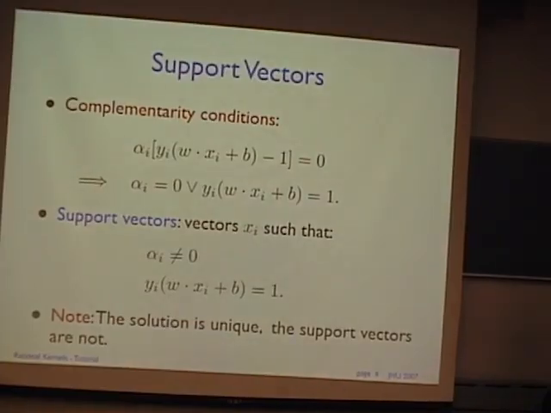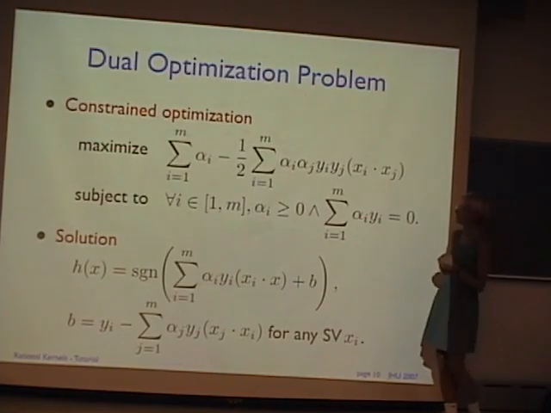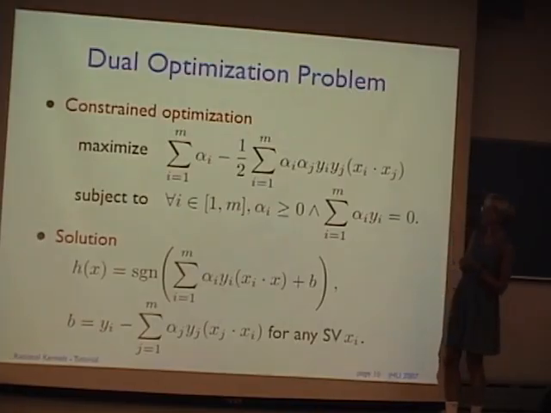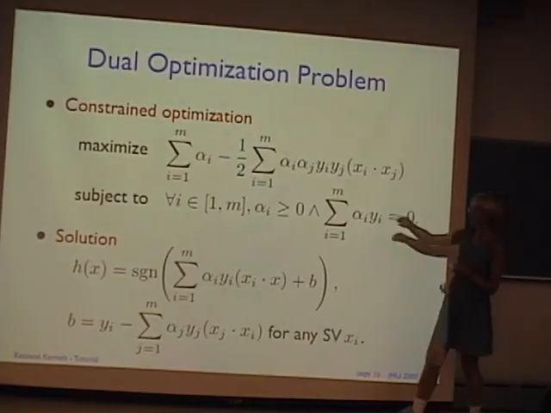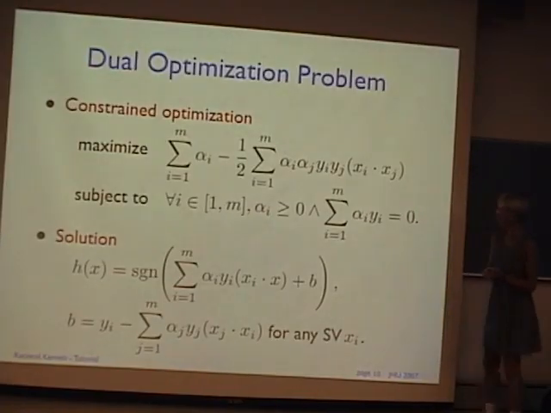Now, we can take the expression we obtained from the gradients and substitute it into our Lagrange function, which eliminates omega and b from the function. And now we're left with this problem: maximize this function subject to these constraints. And the solution we'll find is of this form.